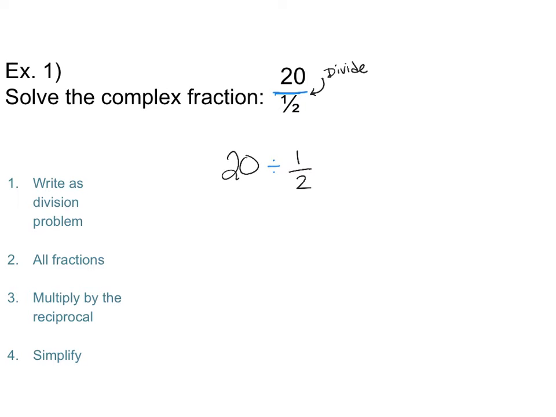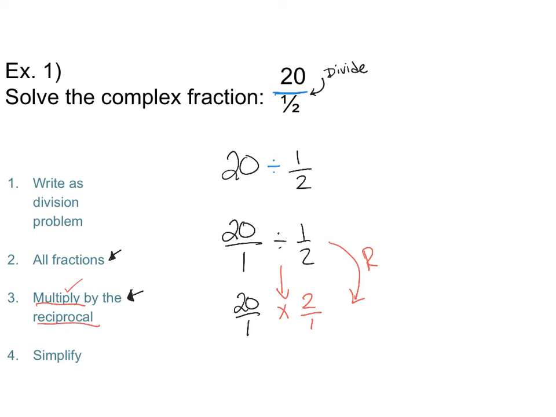All right, so we learned how to divide by fractions. And to divide by fractions, we make sure that they're all fractions first. So I'm going to change this 20 to 20 over 1, and then divided by 1/2. Now I need to multiply by the reciprocal. The 20 over 1 stays the same. I'm going to multiply, and I have to find the reciprocal. Remember, you flip the 1/2, so it'd be 2 over 1. So I got that one.